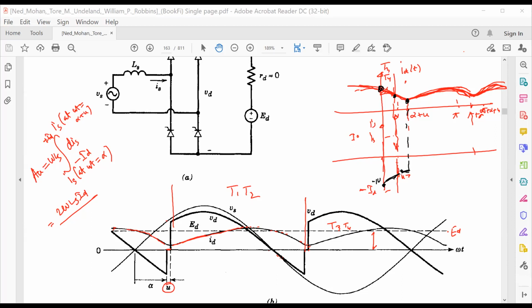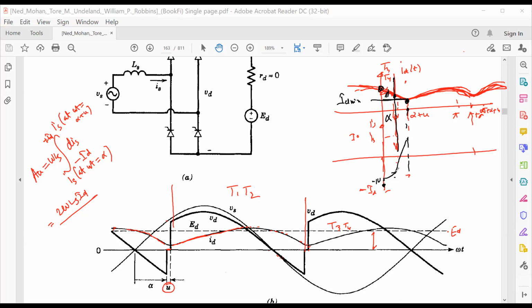And then from there you have to move, right? This will be your mirror replica. This mirror replica will be like this. And then during this alpha to alpha plus u, there should be a commutation like this, and that will be this minimum current. So, okay, suppose this is your ID minimum.